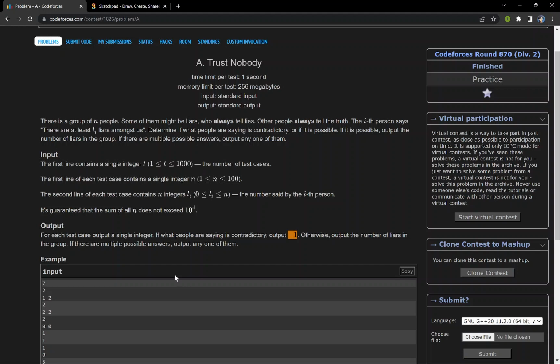The problem states that there is a group of n people, out of which some are liars who always tell lies and others always tell the truth. The ith person says that there are at least li liars among us. We have to determine whether the condition is possible. If it is possible, we output the number of liars, otherwise we print -1.